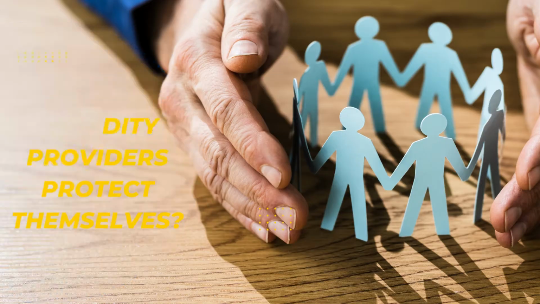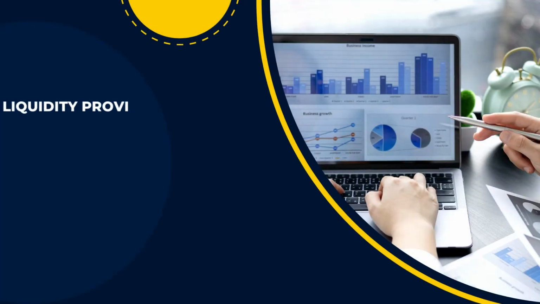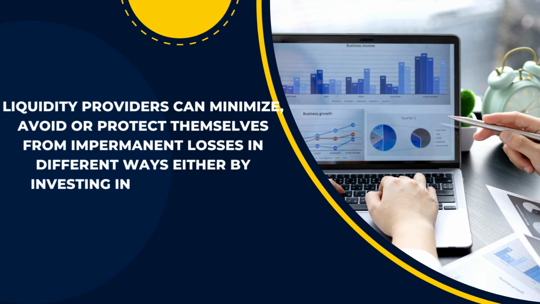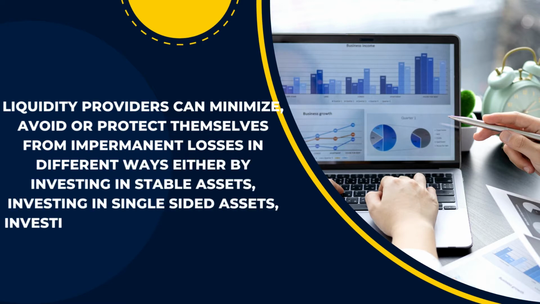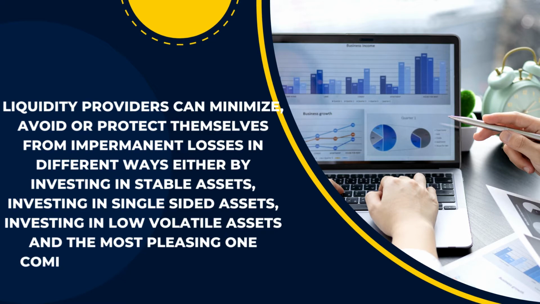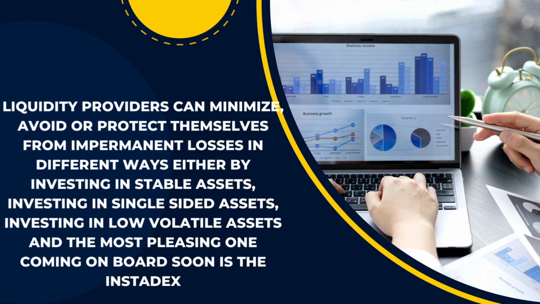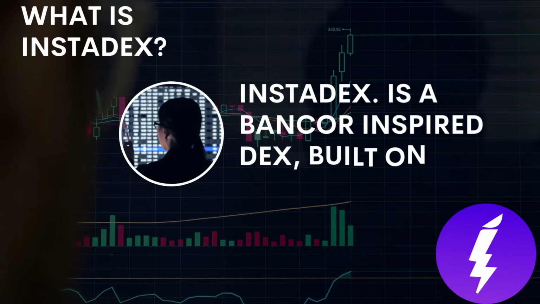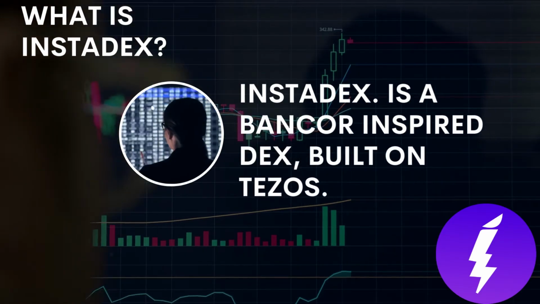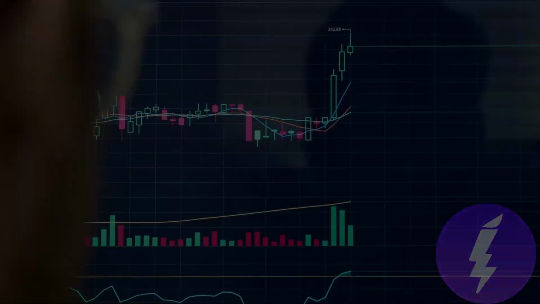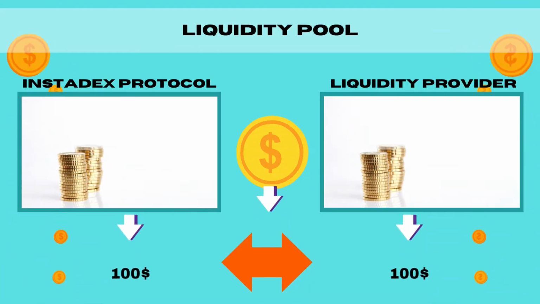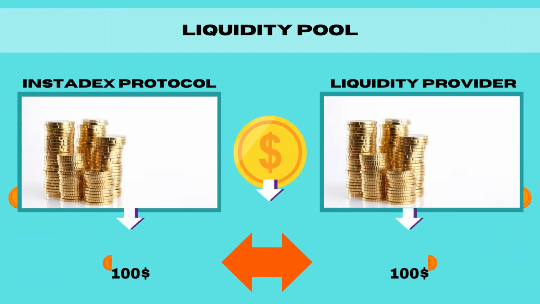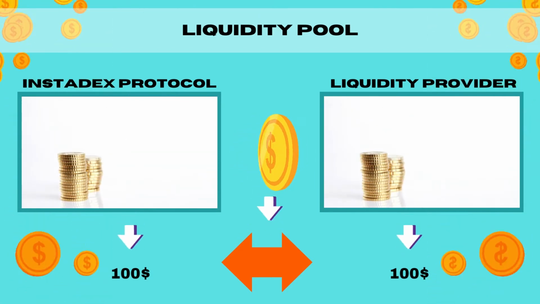How can liquidity providers protect themselves? Liquidity providers can minimize, avoid or protect themselves from impermanent losses in different ways, either by investing in stable assets, investing in single-sided assets, investing in low volatile assets, and the most pleasing one coming on board soon is the InstaDex. What is InstaDex? InstaDex is a Banker-inspired DEX built on Tezos. InstaDex will be a breakthrough for liquidity providers in DeFi at large and on the Tezos ecosystem.